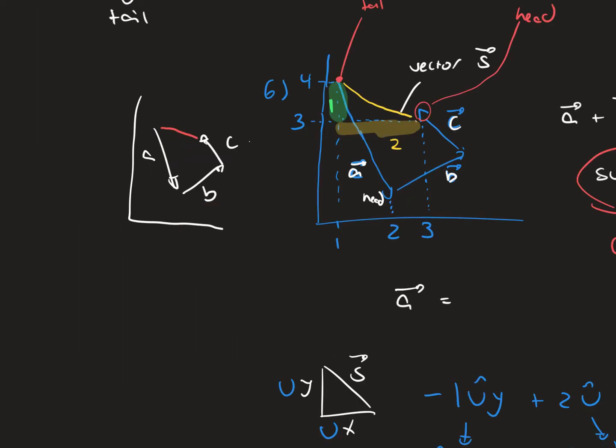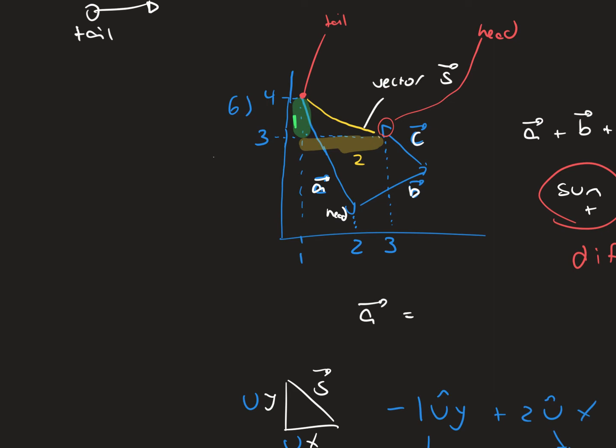So the picture is not so clear, but we're going to do the best. Going to erase this. The tail of vector A connecting the head of vector C, we're going to call it a vector S. So for vector S, we're going to have both X and Y components.